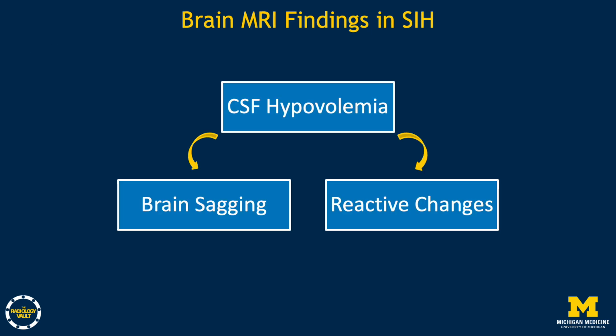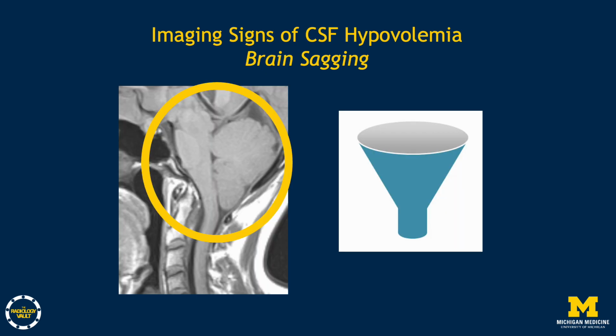Brain MRI is usually the modality of choice for confirming the clinical suspicion of SIH. Imaging signs can be divided into two broad categories: brain sagging and reactive changes. CSF hypovolemic state often is associated with downward displacement of posterior fossa structures. Given the conical shape of the posterior fossa, this often results in increasing obliteration of CSF spaces in the caudal portion of the posterior fossa.